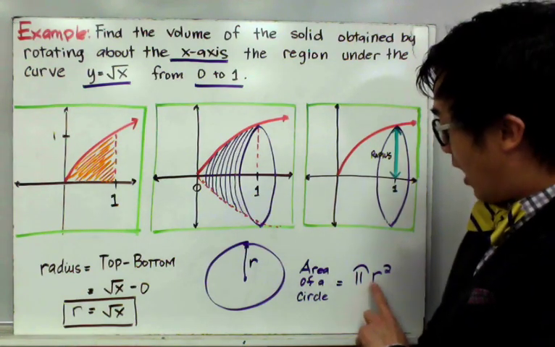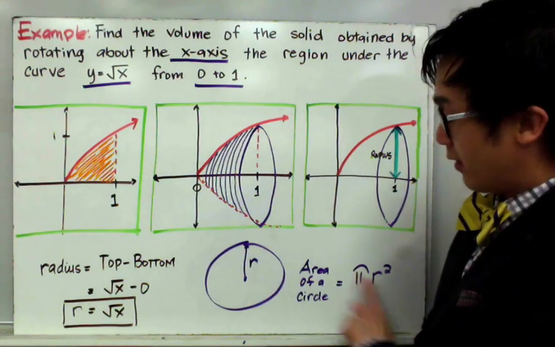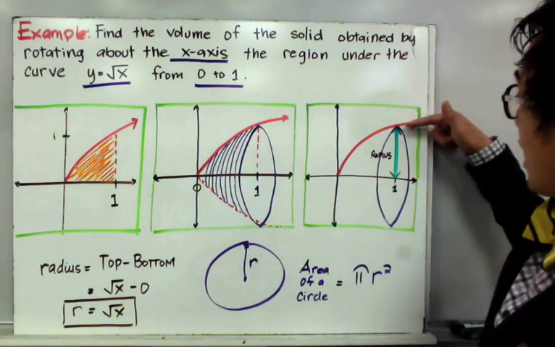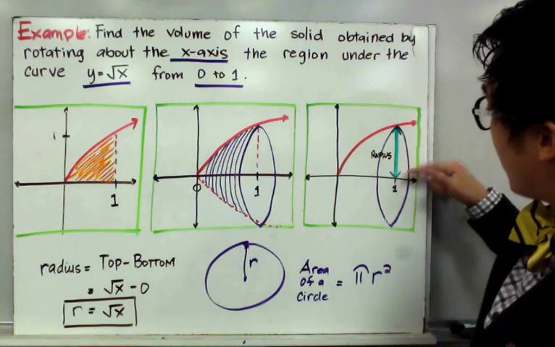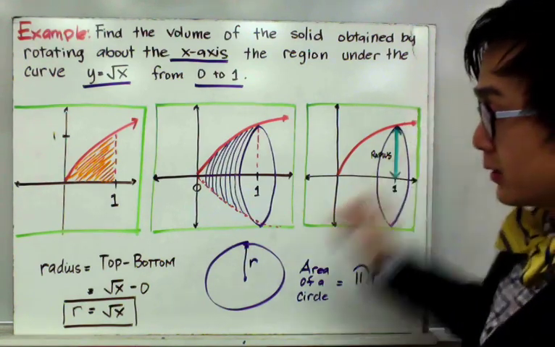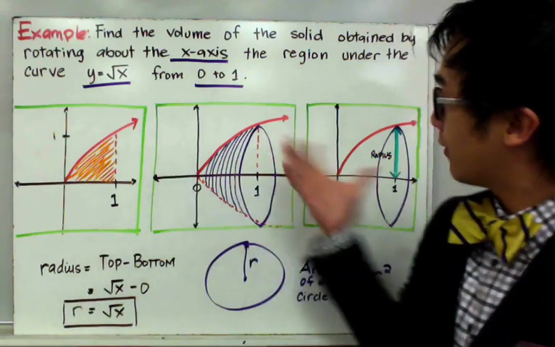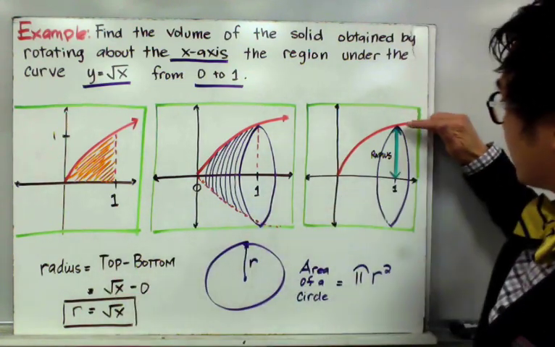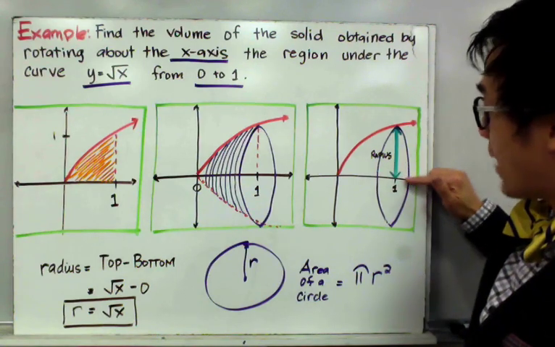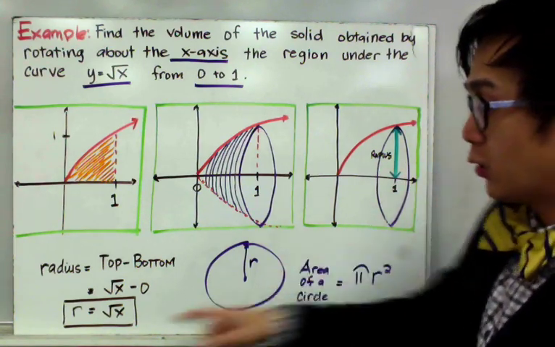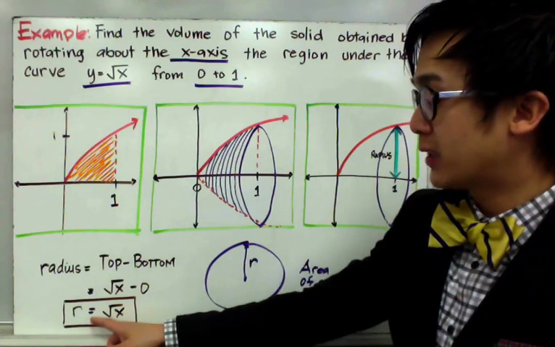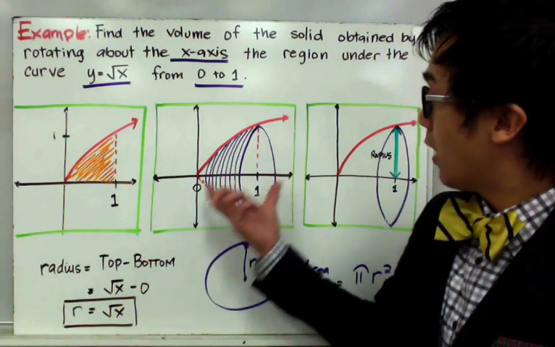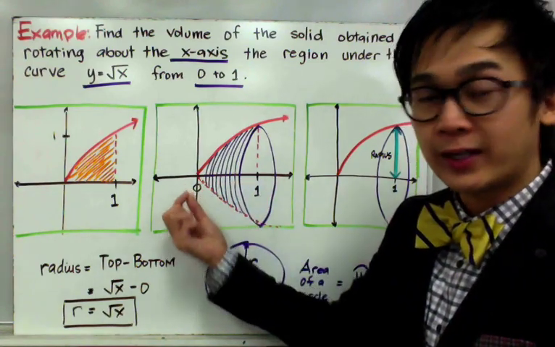Now, to find r in the area based on this function, we're going to use the top function minus the bottom function to find the measurement of our radius. The radius in this function will be the top minus the bottom, which is the square root of x, the top function, minus your bottom function of 0. So our radius is now computed as the square root of x. And we will use this in finding the volume of this solid using integration.